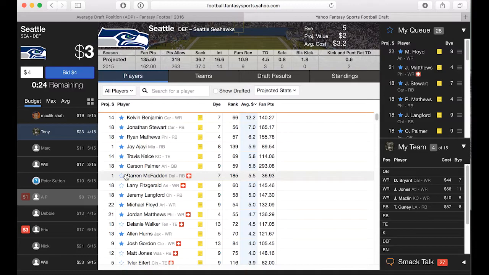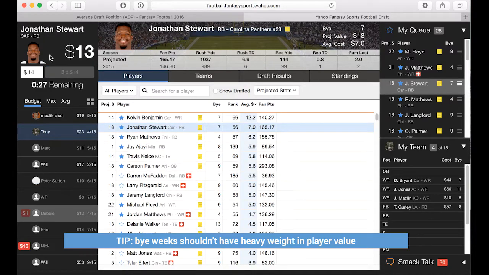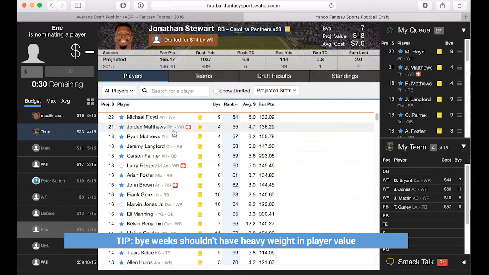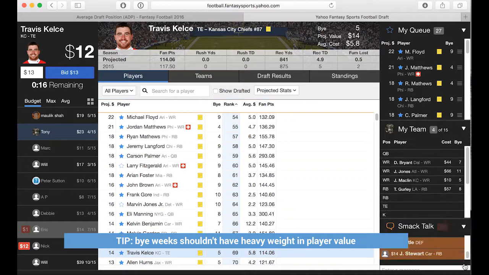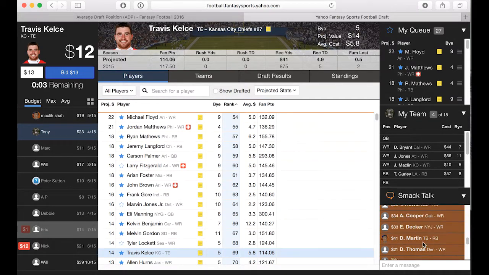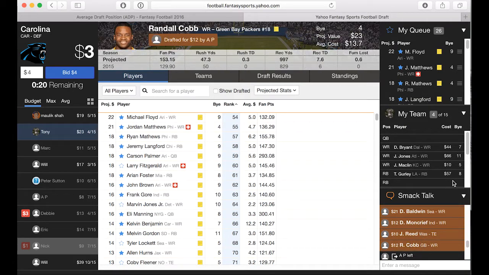Another quick tip is don't pay that much attention to bye weeks. You'll deal with bye weeks when they come. You'll either make trades, or you'll pick up players off the waiver, or you'll use whatever players you have on your bench. But don't give bye weeks too much consideration in your strategy. In fact, many, if not most leagues are won on the waiver wire.